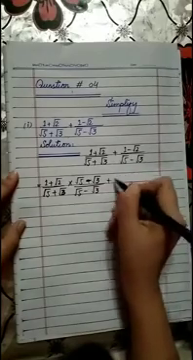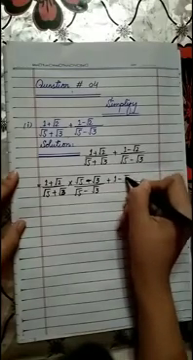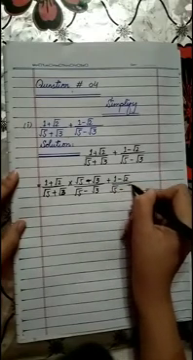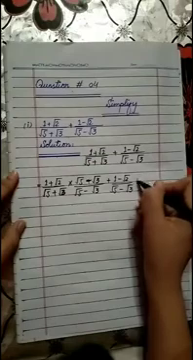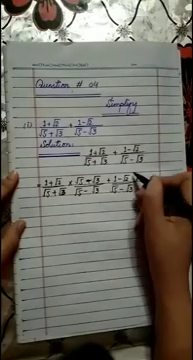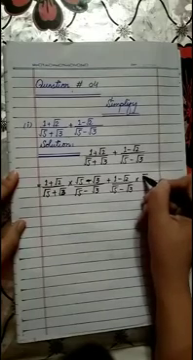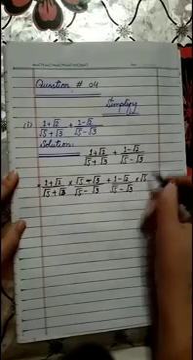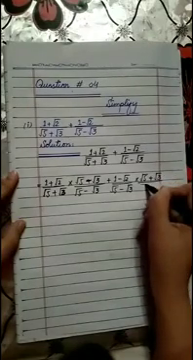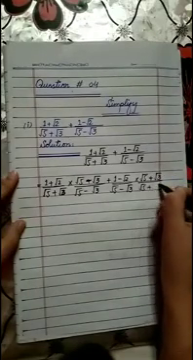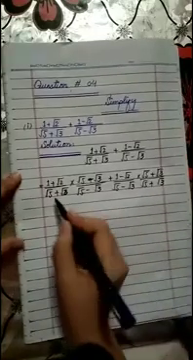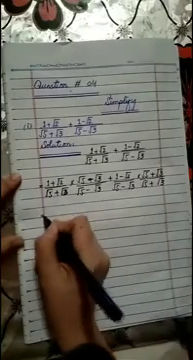The same method we will apply here: 1 minus square root 2 over square root 5 minus square root 3. We will take the conjugate of the denominator and multiply and divide the whole term with it. Because negative is here, the conjugate will be positive: square root 5 plus square root 3 over square root 5 plus square root 3, multiplied and divided.